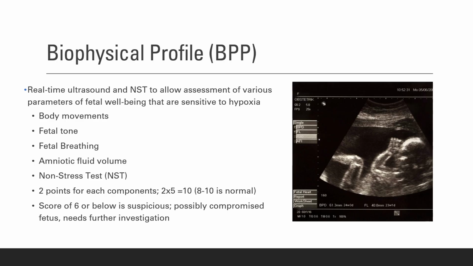If we have a score of 6 or below, we are definitely concerned that there is something going on in utero with this fetus, and then we may potentially have to induce the mom to have this baby early, or if it's that critical, we may actually have to do an emergency C-section. So a BPP is also important to diagnose the well-being of the actual fetus.